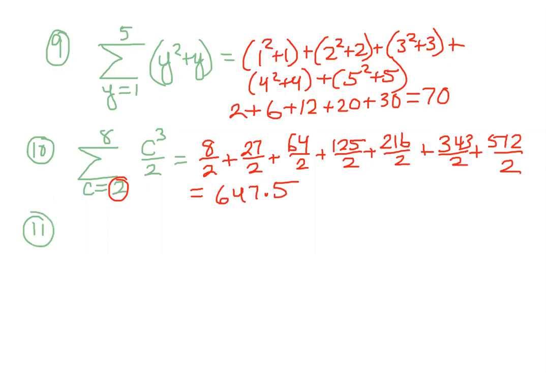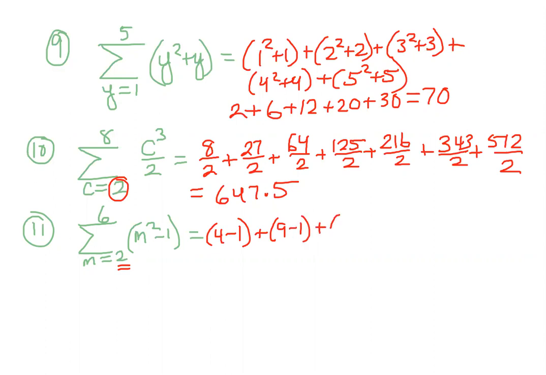Number 11. And we got 3 more. Number 11 is the sum of m goes from 2 to 6 of m squared minus 1. So you've got to notice where you're starting. We're starting at 2. So 2 squared is 4. 3 squared is 9. 4 squared is 16. 5 squared is 25. And 6 squared is 36. And if you add those all up, it should be 85.